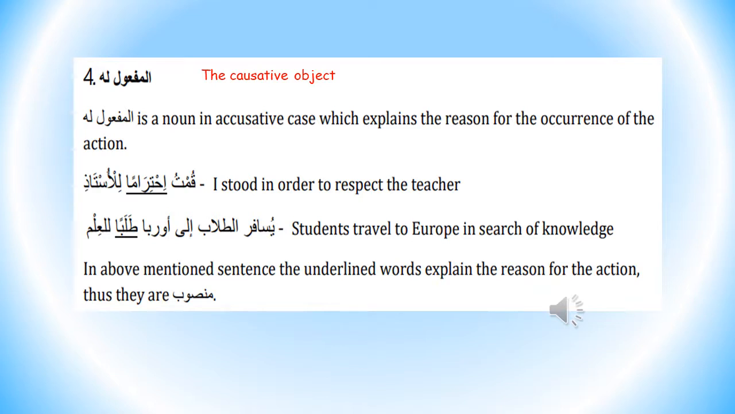So in the above mentioned sentences, the underlined words ihtiraman and talaban explain the reason for the action. Thus they are mansub.